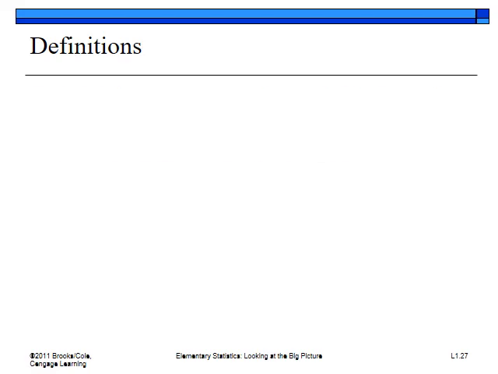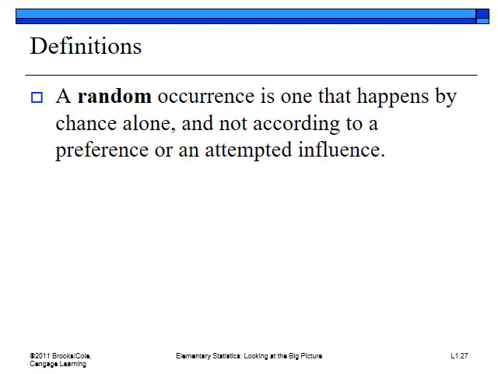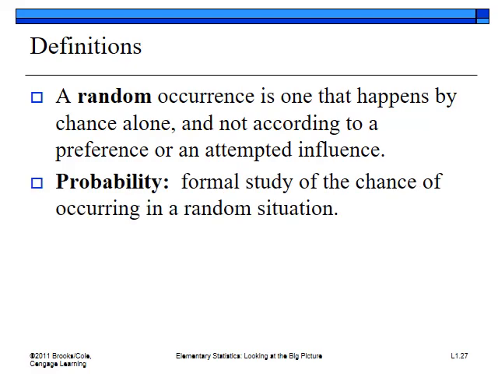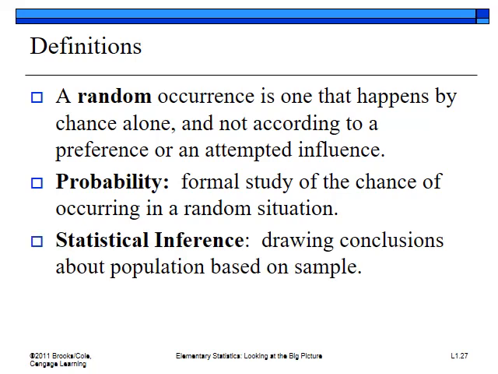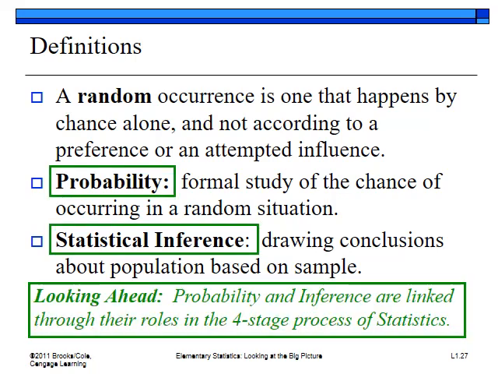Now let's consider a few more definitions. A random occurrence is one that happens by chance alone and not according to a preference or an attempted influence. It's that attempted influence that can really be tricky. We'll talk more about that as we get to it. Probability is the formal study of the chance of something occurring in a random situation. Statistical inference is the practice by which we draw conclusions about a population based on data we collect from a sample. These latter two bullet points are linked together through the four-stage process of statistics.